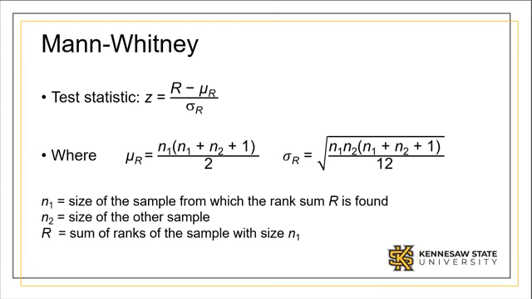The test statistic is essentially a z-score. It is a standardized sum of ranks of the sample with size n1. The mean and standard deviation are given by the formulas shown based on the sample sizes of each group.